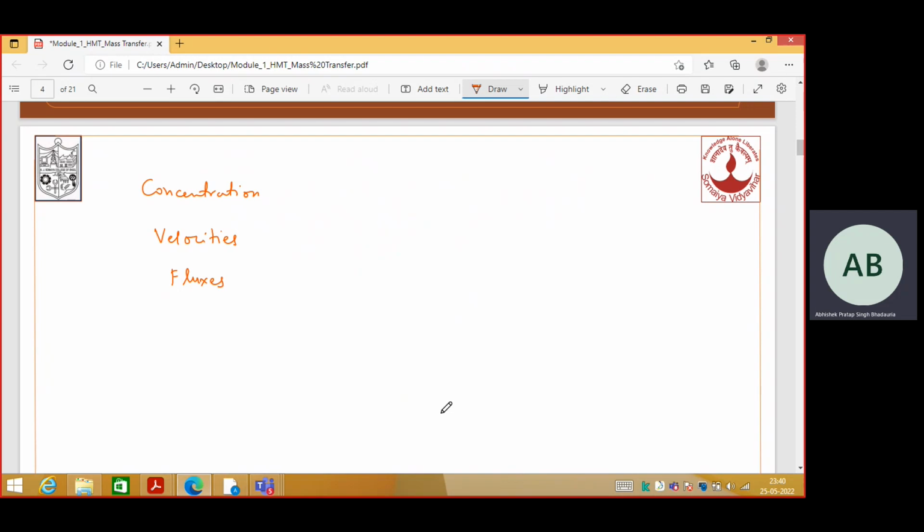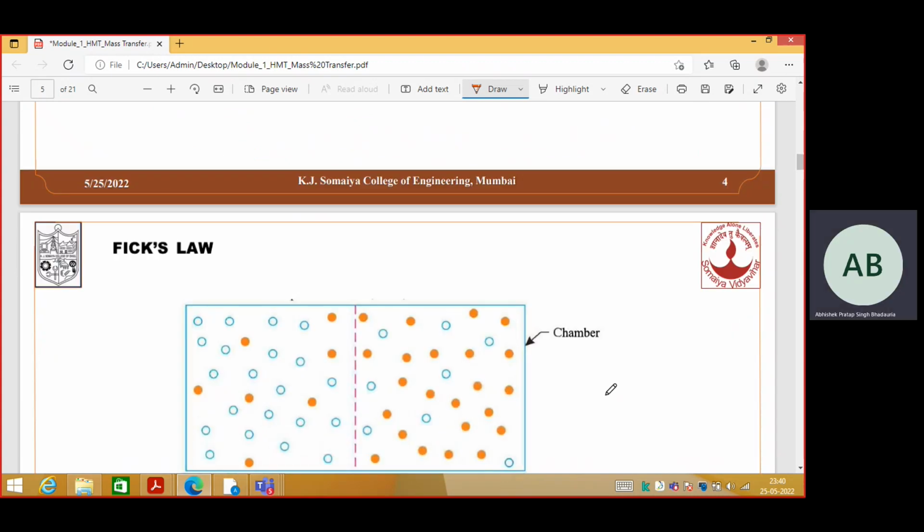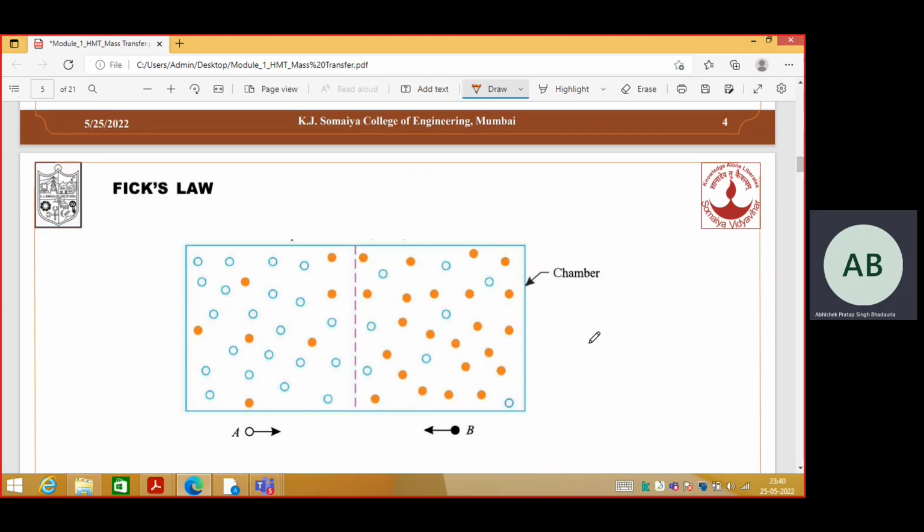Now, after this, let's see Fick's law of diffusion. It is the most important law as far as mass transfer is concerned. Very important to understand. So let's see about Fick's law of diffusion.